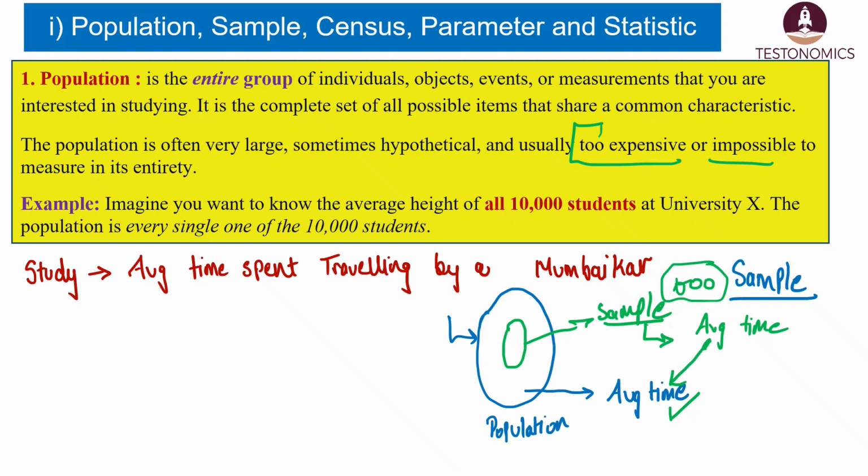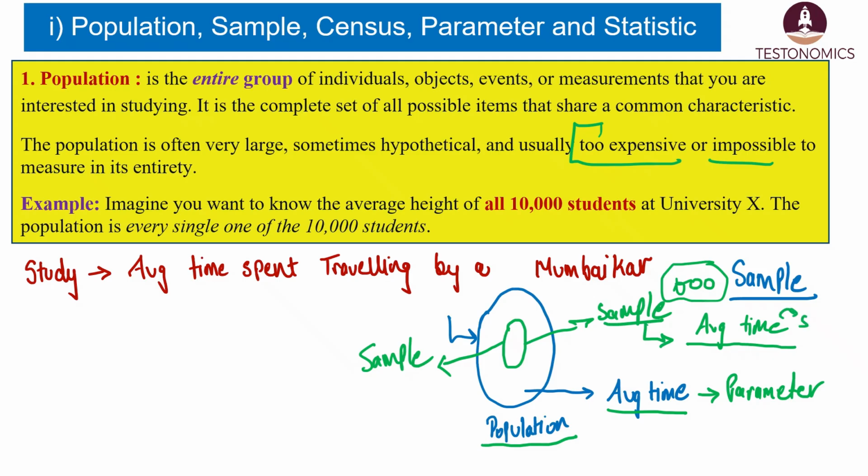So in this situation, this entire population of Mumbai is what we call the population. This subset that we study is the sample. The characteristic of the population we are interested in, for example, here we are interested in the average time spent by the population on road, is what we call a parameter. For the sample, we have calculated this characteristic, the average time, and this is what we call a statistic. So using the statistic, we try to estimate the parameter.